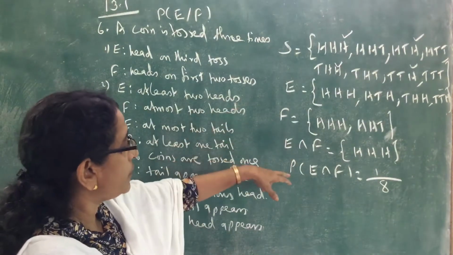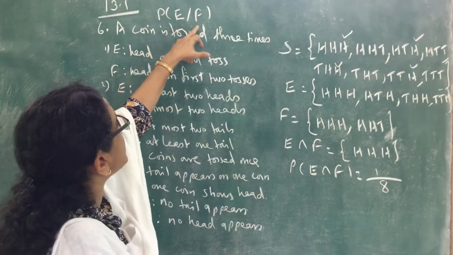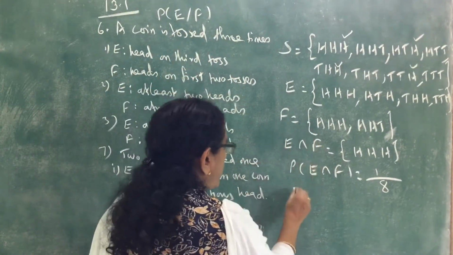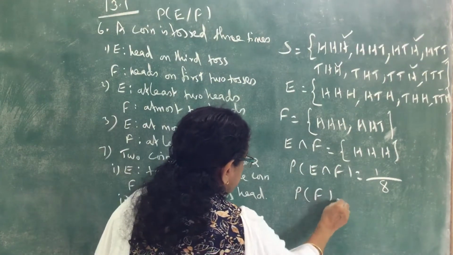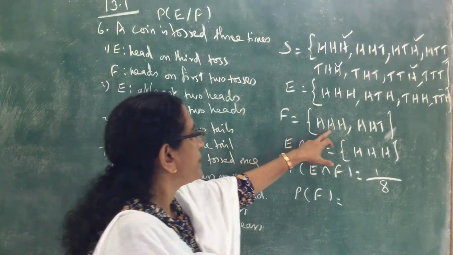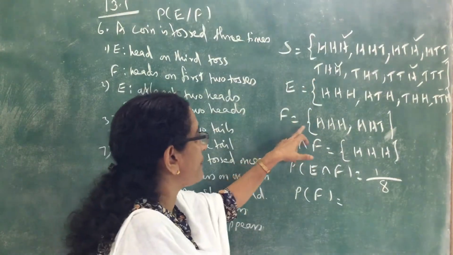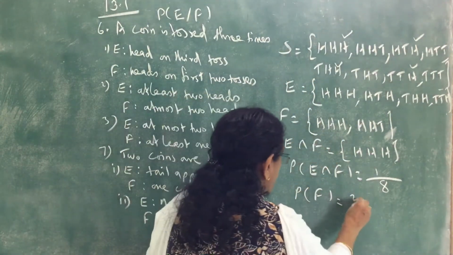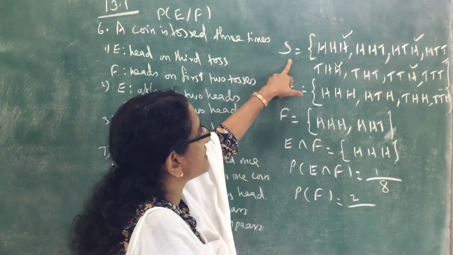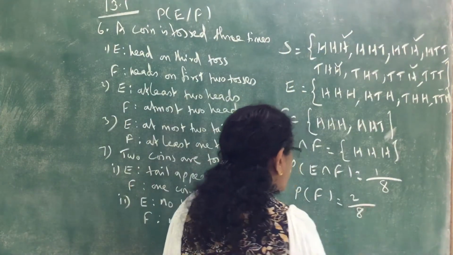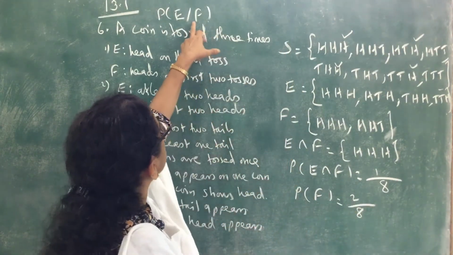Now we want to find the probability of E given F. Now we want to find the probability of F. What is the probability of F? Number of F divided by number of S. The number of elements in F is 2, divided by the number of elements in the sample space, 8.